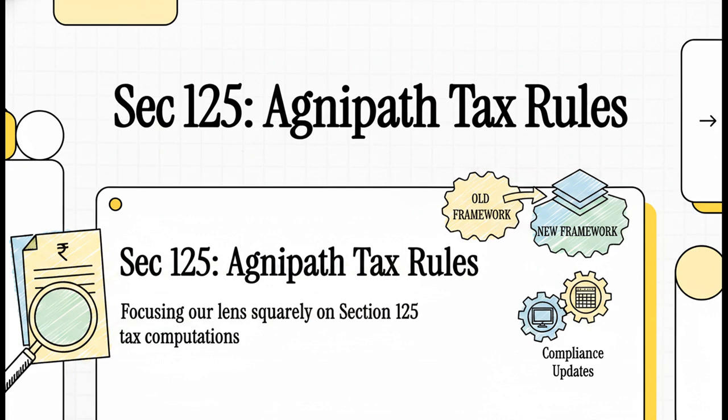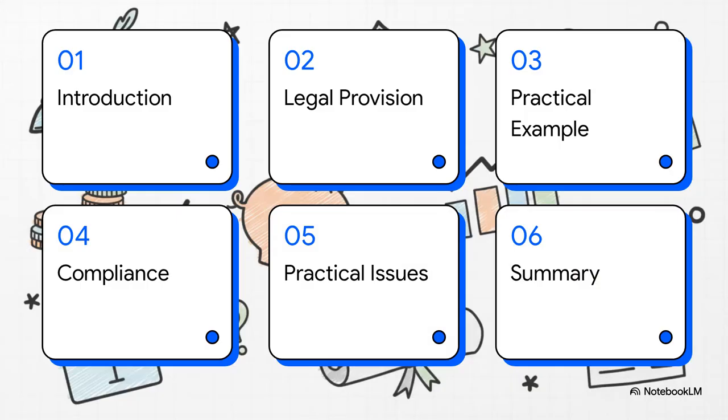We are going to focus our lens squarely on Section 125 of the newly enacted Income Tax Act 2025. We'll explore exactly how it replaces the old framework, what it means for your tax computations, and the crucial compliance updates you need to make to your payroll systems immediately. Here is our quick roadmap for today. We'll start with the core legal provision, then walk step by step through a practical numerical example, and finally, we'll cover the specific compliance mandates and the common pitfalls you'll want to avoid.